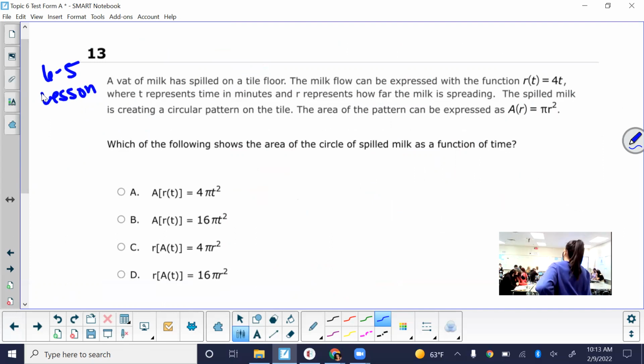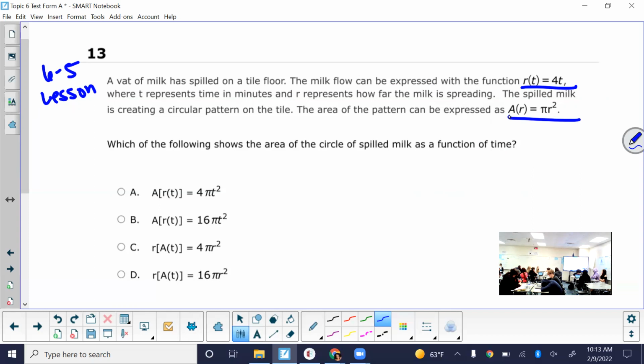You had a word problem. So we have a vat of milk has spilled on a tile floor. The milk flow can be expressed with this function, where T represents time in minutes and R represents how far the milk is spreading. The spilled milk is creating a circular pattern on the tile. The area can be found by this expression. And which of the following shows the area of the circle of spilled milk as a function of time? So tons of words. All you really need to look at are the 2 functions that it gives you.